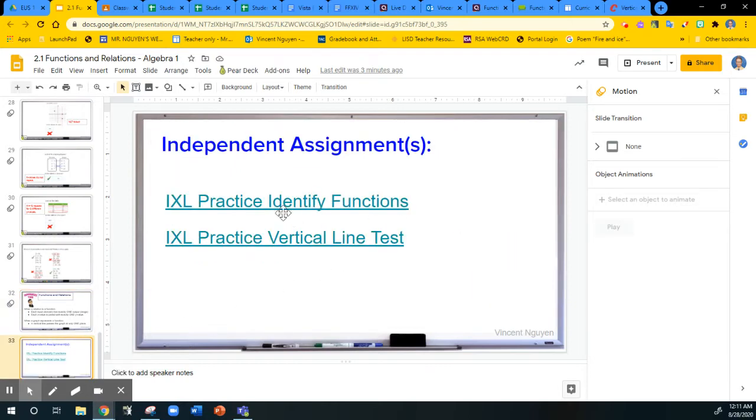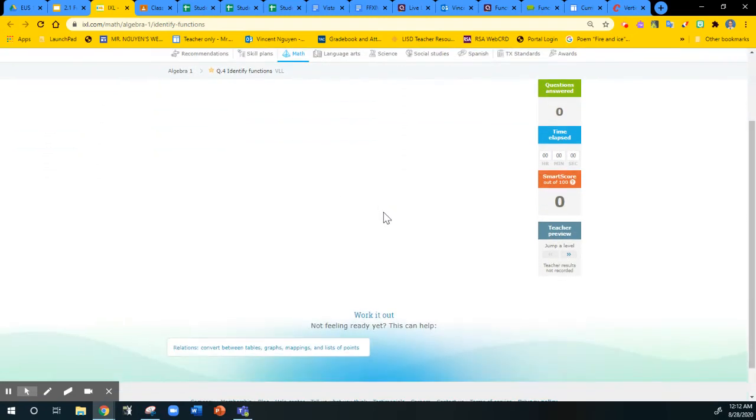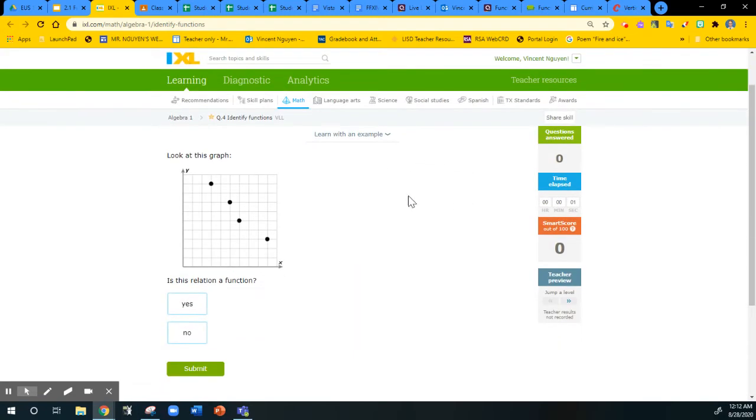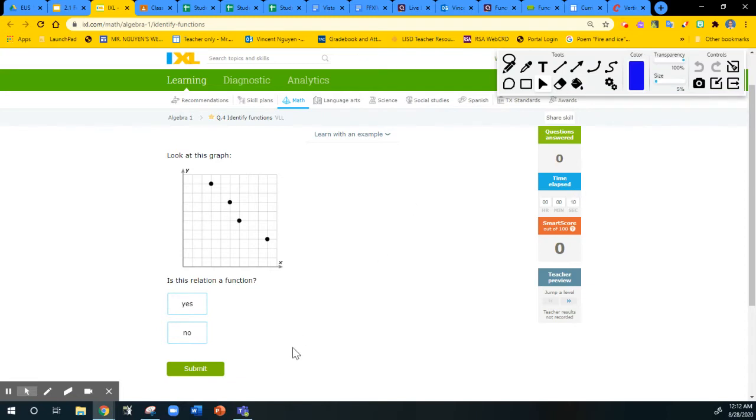So there are two here. We're going to do how to identify functions given the ordered pairs and the relations, and then we'll do a vertical line test to check which graph actually represents a function. So let's get started with the first one. This one is IXL. I'm going to do a few easy problems and then a few medium problems and then a few challenging problems, okay? Let me get my web paint here ready.